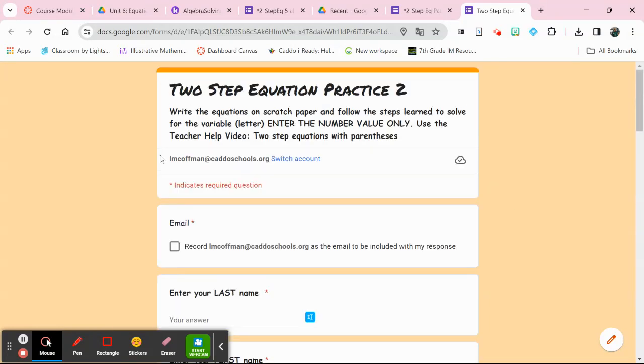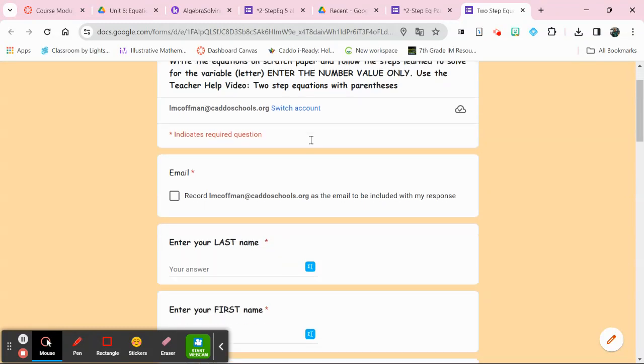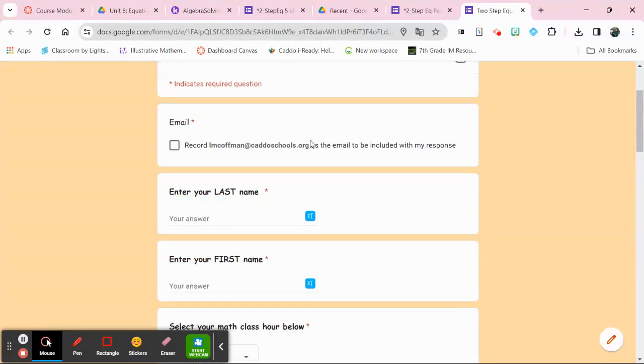If you're doing the Google form, it says to write the equations on scratch paper. You need to. And if you're doing it on Google form, all you need to enter is the number. You do not need to enter X or Y equals, okay?